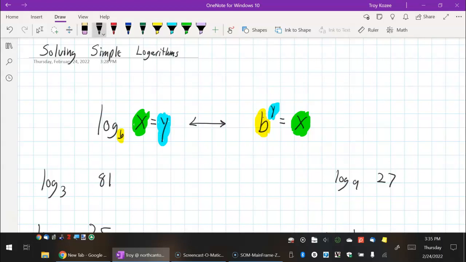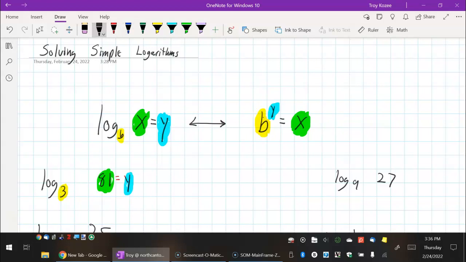For example, log with 3 as a base of 81. So that I have a variable to work with, I'm going to say this equals y, so that when I do the conversion, I have something to put in that position. My answer is y, whatever that is. Here's my base. Here's what I'm taking the log of. And here's my answer.